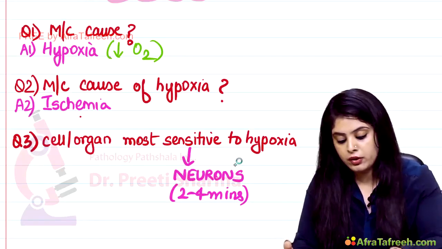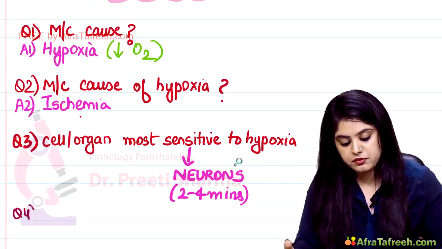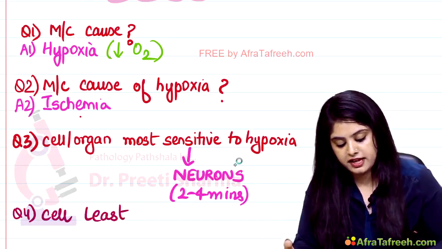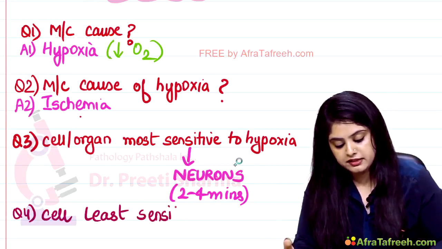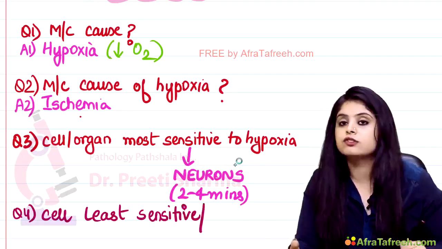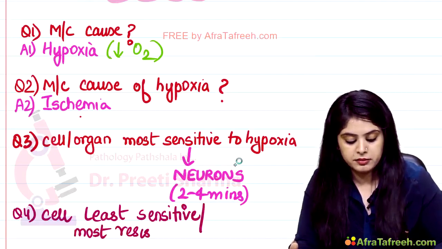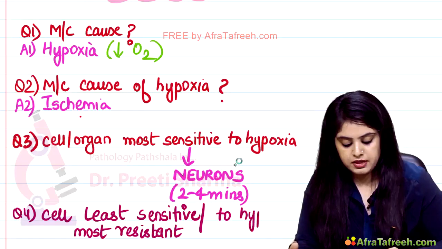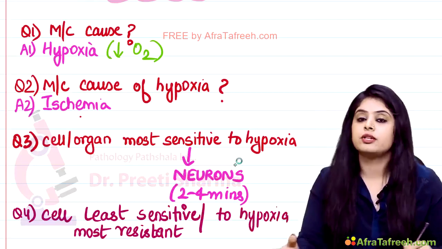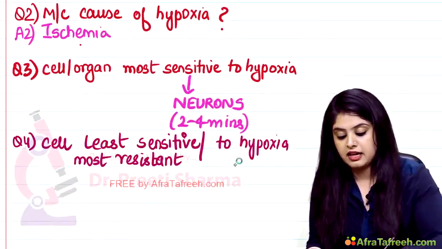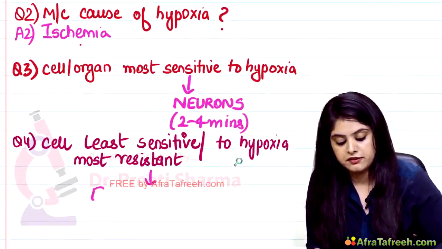So now going to question number 4, which is the cell which is least sensitive? And students, if I'm saying least sensitive, can I safely also call this the most resistant? This becomes the most resistant to hypoxia. And now we are expecting this question in the future exams, and the answer to this question is fibroblast.